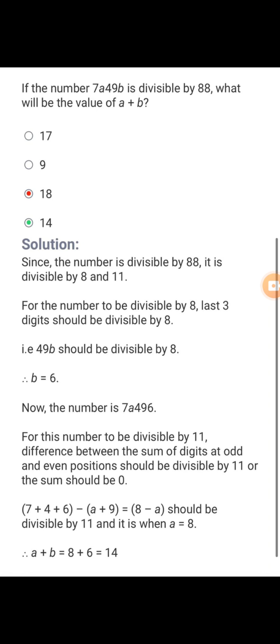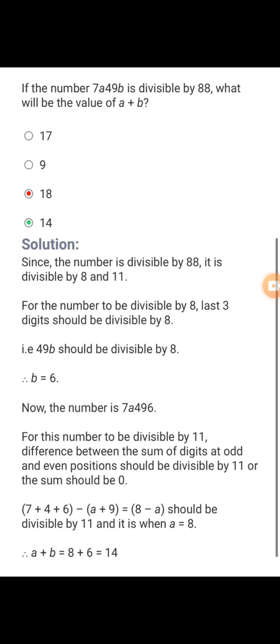So here we have 49b. 49b should be divisible by 8. If we do a simple check, we can get the value of b as 6. If we divide 496 by 8, it divides exactly. So now our number becomes 7a496. Now we have to check divisibility by 11 for this number, 7a496.